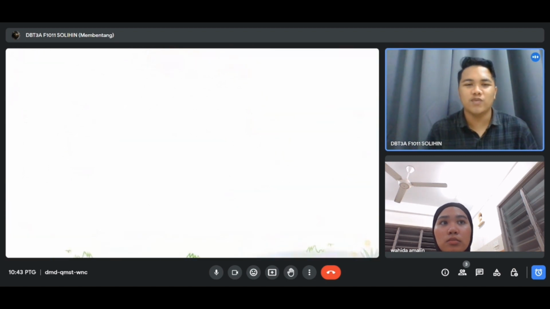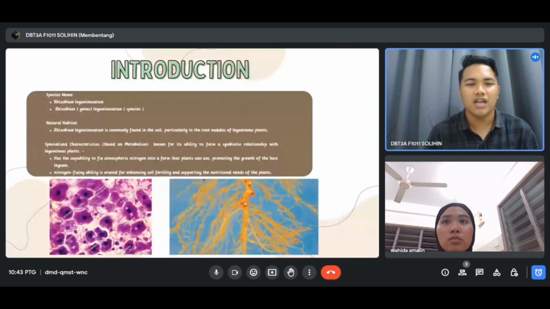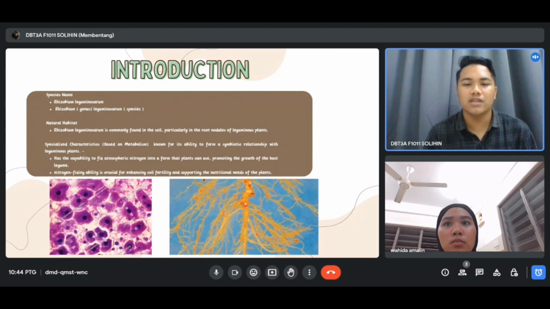So right now we move to the first part, which is the introduction. The species name of Rhizobium leguminosarum: Rhizobium is the genus and leguminosarum is the species. Commonly, Rhizobium is found in the soil and particularly in the root nodules of leguminous plants.